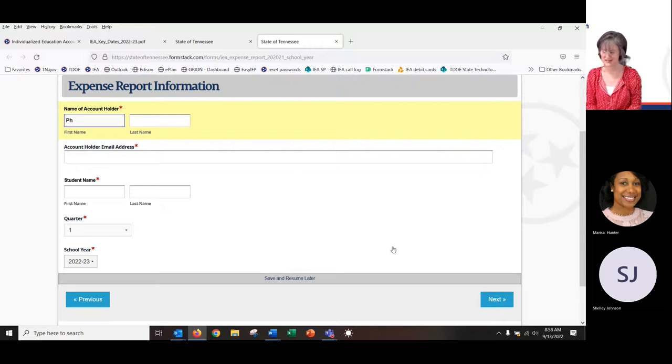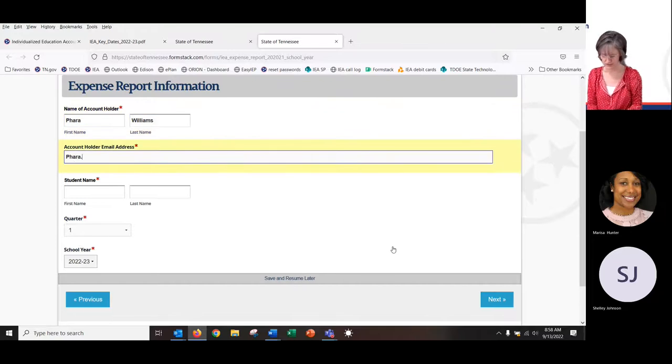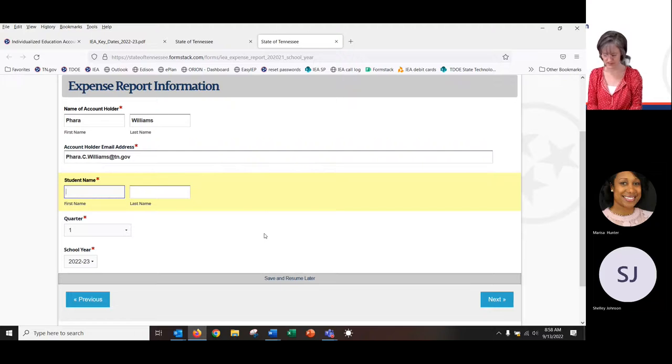So to get started, it asks you for your basic demographic information. So the name of the account holder and your email address. So I'm just going to enter those basic pieces of information. Your student name, I'm going to enter my sweet baby dog in there as my student. We're in quarter one right now and it already defaults to that and it defaults to the current contract year as well. So those are ready to go.